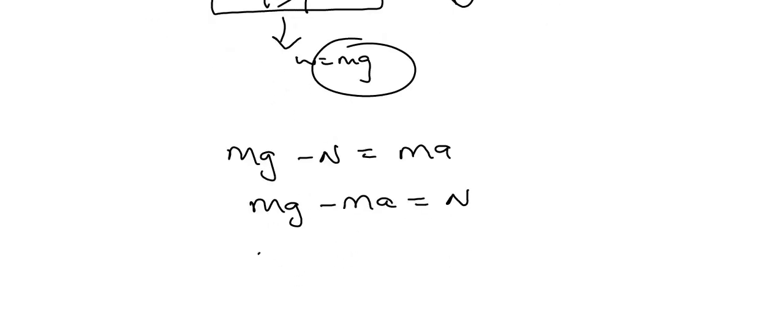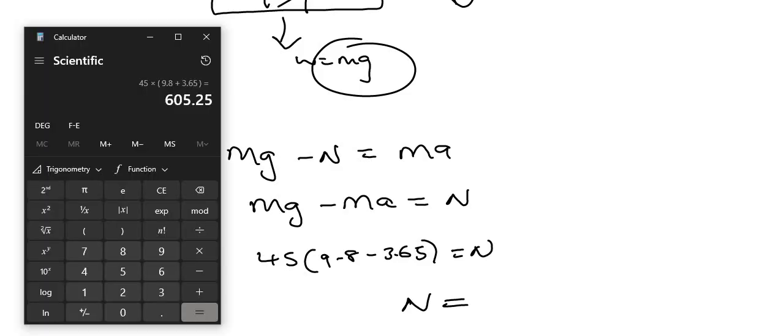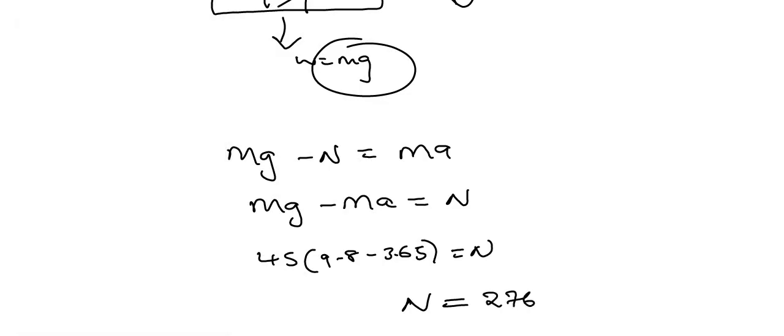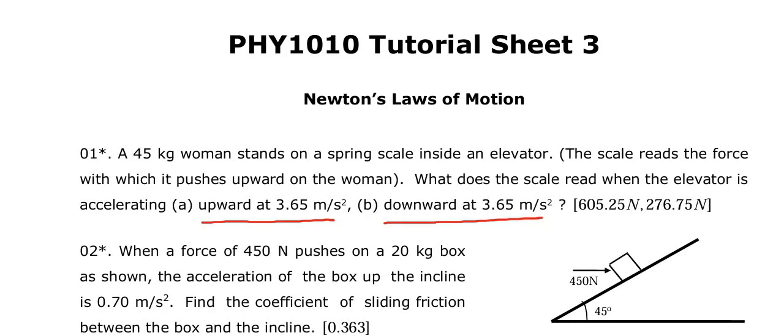So here the mass is 45. This is 9.8, then minus the acceleration, which makes sense because it was going down, so the acceleration has to be negative. So our normal force when this thing is going down, if we clear everything, is 45 multiplying 9.8 minus 3.65, close bracket. This is giving me 276.15, something like this. This is what you'd get to be the normal force if it's going down. So this answers your question number 1.